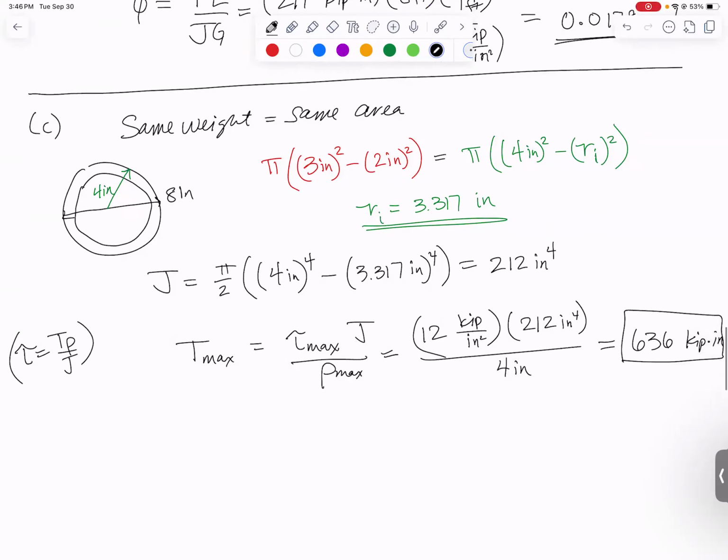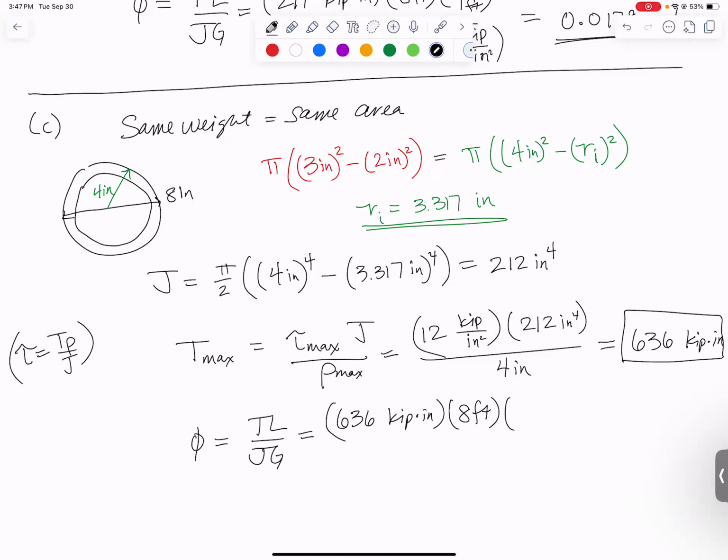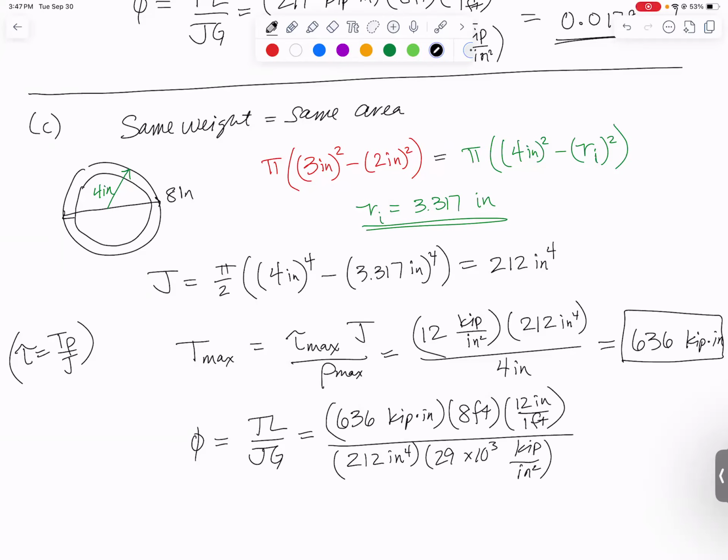And what about angle of twist? Well, it's still TL over JG. Our torque this time is the biggest, 636 kip inches. Our length is still 8 feet that we still need to convert to inches. I might have saved myself a little time by actually calculating that number once, but it's okay. J is now 212 inches to the fourth, and G is still 29 times 10 to the third kips per square inch. So running all those numbers, we get 0.00993 radians. So it's the biggest torque of all, but it is the smallest amount of twist.